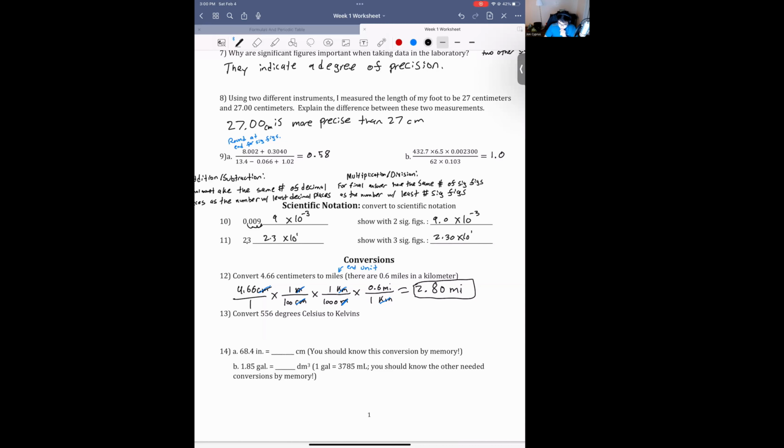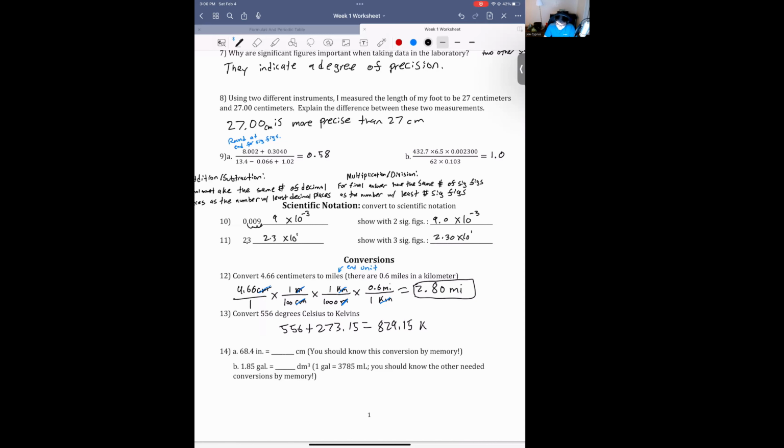All right. So 13, it says convert 556 degrees Celsius to Kelvin. All you have to do is add 273.15. So to convert from Celsius to Kelvin, you add 273.15. This is 829.15 Kelvin. And if you're going the opposite way, from Kelvin to Celsius, then you subtract.